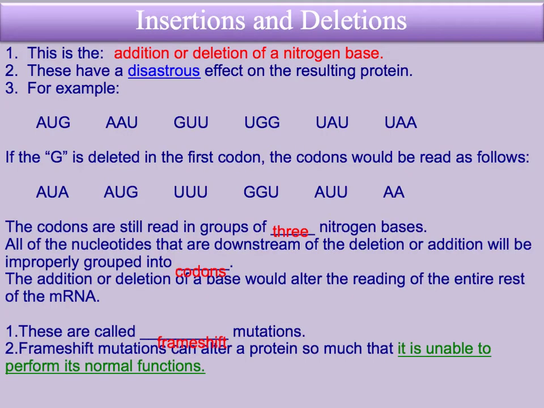So insertions and deletions. We can add or delete a nitrogen base. This would have a huge effect on it. Codons are still read in groups of 3, but they are no longer properly grouped in codons. These are frame shift mutations.